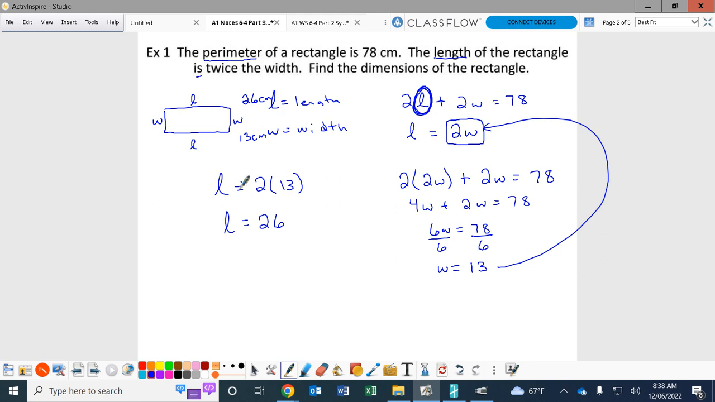Okay, here we go. Sentence. It says find the dimensions of the rectangle. Guys, dimensions are their length and their width, their height and their base, whatever measurements there are on that shape. In this case, it's a length and a width. So the length is 26 centimeters and the width is 13 centimeters. And it needs to have the unit next to it or it's going to be points off.